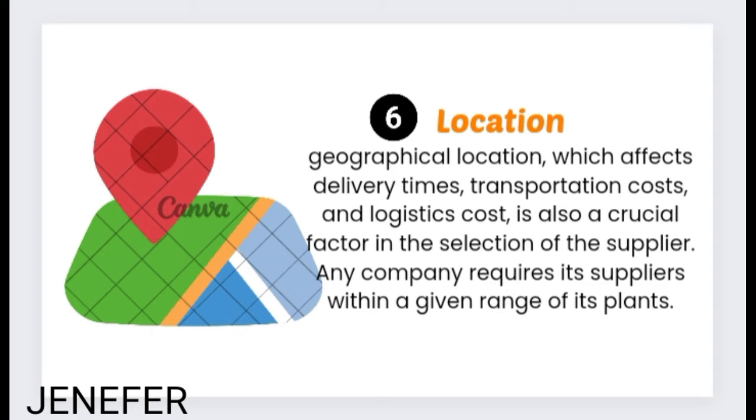So, the geographical location refers to the physical location of a place or entity. It is an important factor of supplier selection for companies because it affects delivery times, transportation costs, and logistic costs. Companies prefer to have suppliers located within a certain range of their plants or facilities to ensure efficient and cost-effective operation. This proximity reduces transportation time and cost, allowing for faster delivery of goods and lower logistic expenses.